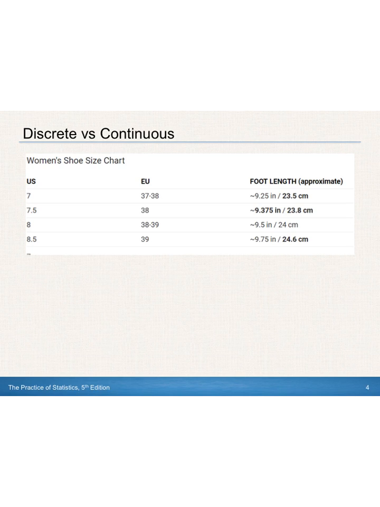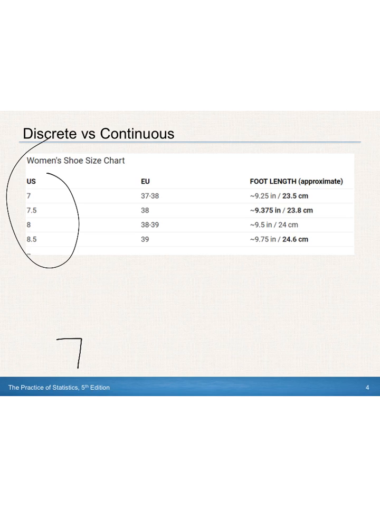First, let's clarify the difference between discrete and continuous. I'm going to use shoes as an example. Shoe sizes are discrete. You're either a 7 or a 7.5 or an 8 or an 8.5. We can make a list of all the possible shoe sizes that are made and the probability that someone is going to have that shoe size.